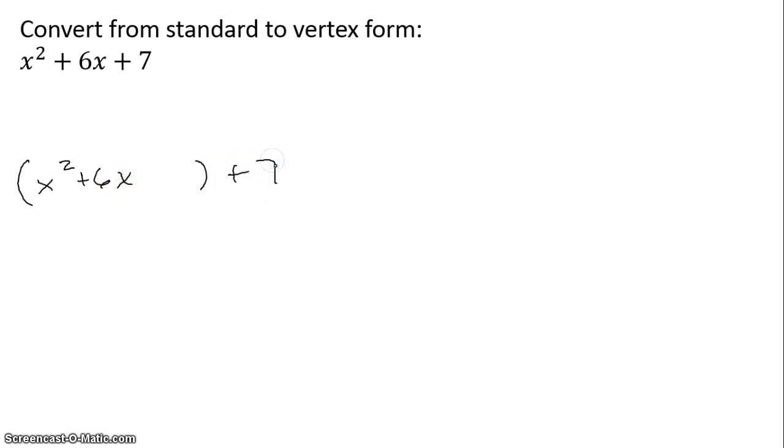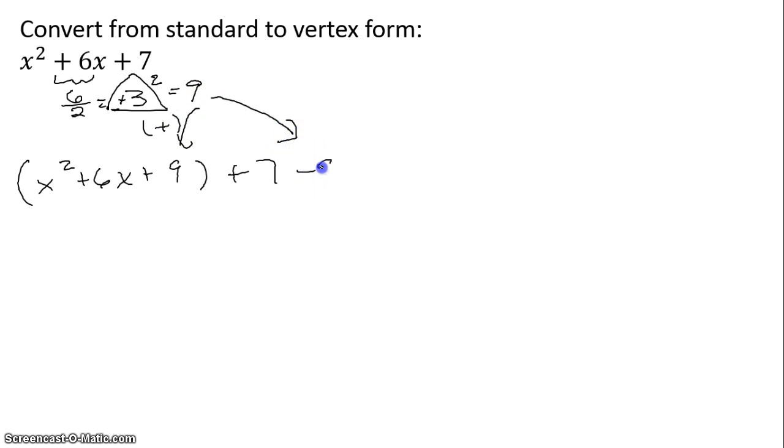Plus 7. Now again, our plus 6 here is going to come down. 6 divided by 2 equals 3. This time it's a positive 3, so make that note. Square that, and that's 9. So again, here we add 9 plus 9, and here we will subtract 9.